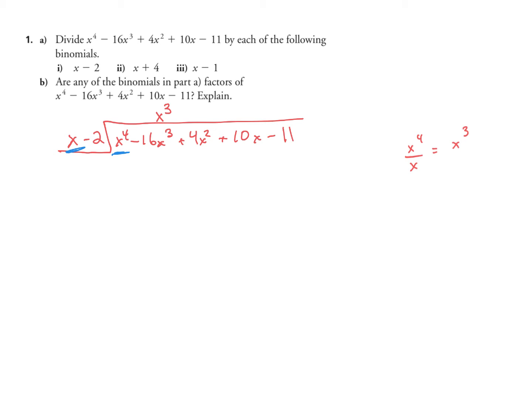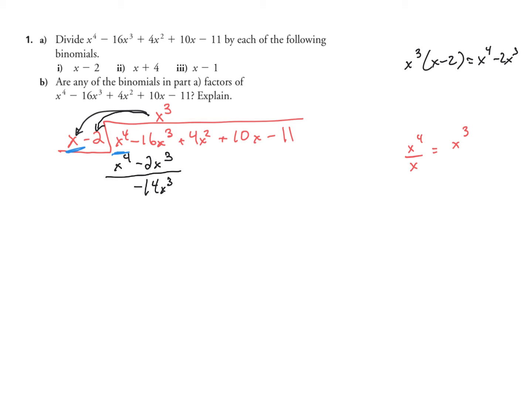Okay, now we're going to come back down, and we're going to say x cubed times x. Well, actually, it's x cubed times x minus 2. So x cubed times x minus 2 is just equal to x to the 4 minus 2x cubed. Okay, so x to the 4 minus x to the 4 is 0. Negative 16x cubed, so it's going to be negative 14x cubed.